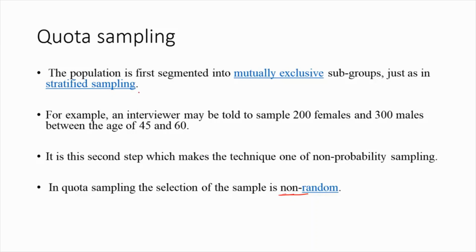So quota sampling is a non-probability sampling. So you cannot properly calculate the probability and so on. What you do is that the population is first segmented into different mutually exclusive subgroups, whether it could be male and female, or based on demography. So mutually exclusive, you understand what it means, right? It means that there is no overlap between these two population subgroups.